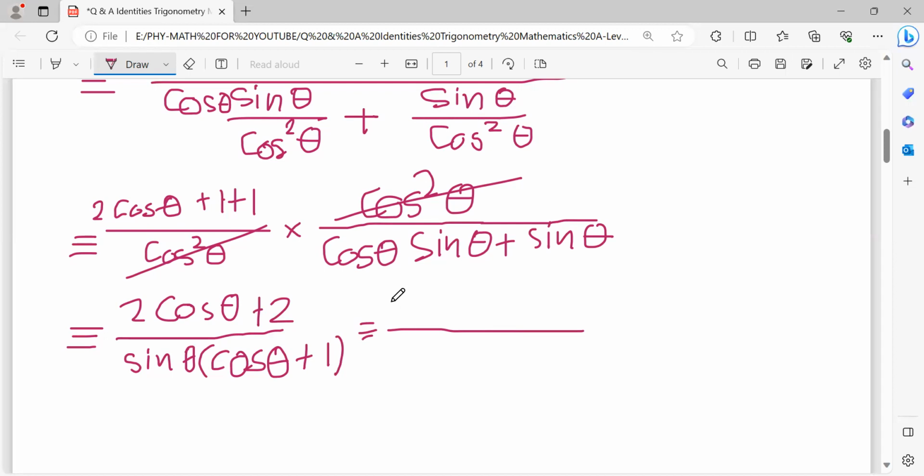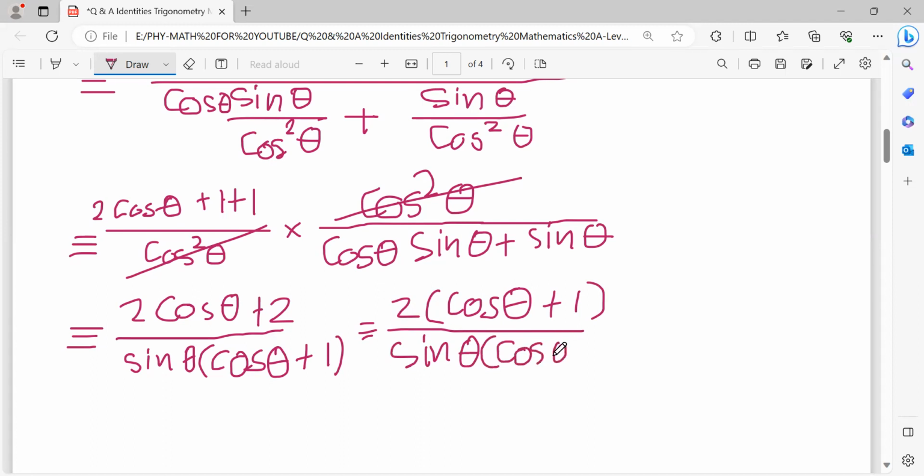And then this one, 2 times cosine theta plus 1, over sine theta times cosine theta plus 1, and we have proved that it equals 2 over sine theta.